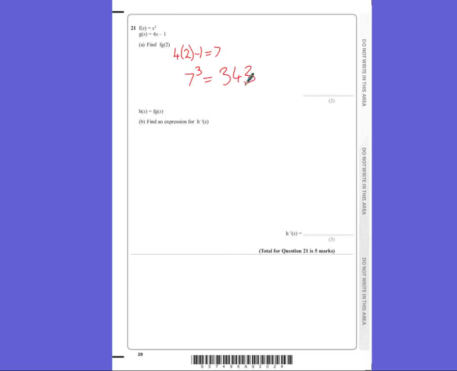343. It says h of x is equal to f of g of x. Find an expression for h minus 1 of x. So if I call, just for simplicity, h of x, I'm going to call that y, because I'm going to do some rearranging in a minute. That is equal to f of g of x. So g of x is 4x minus 1, and f of that would be to cube it, because you just put that into the original as x. So it would be 4x minus 1 cubed.